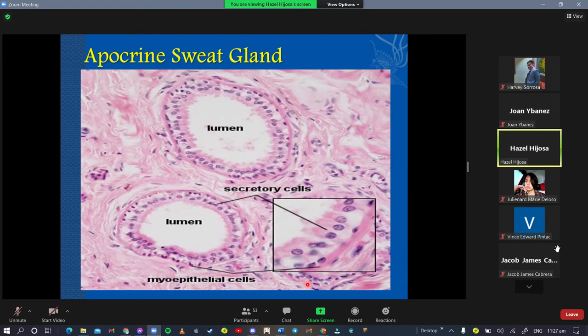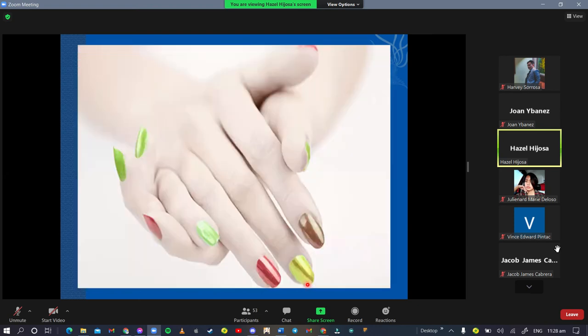Okay, and then the duct segment is similar to the duct segment of the eccrine gland because it has a narrow lumen. It is also lined by stratified cuboidal epithelium, and it lacks myoepithelial cells. Okay, so any questions before we proceed to the nails?